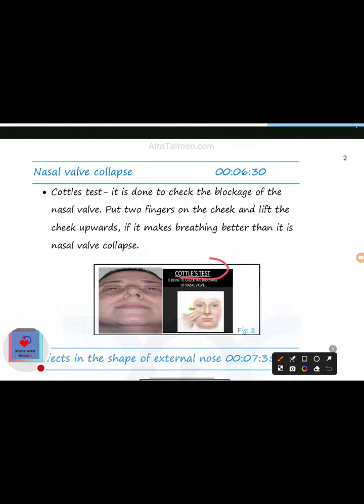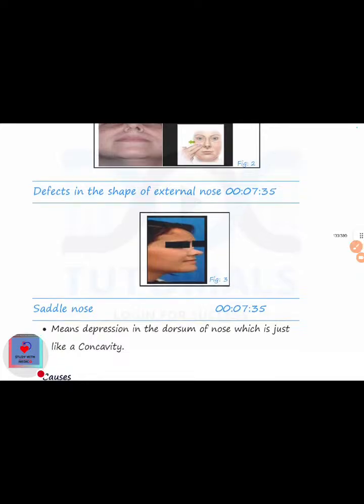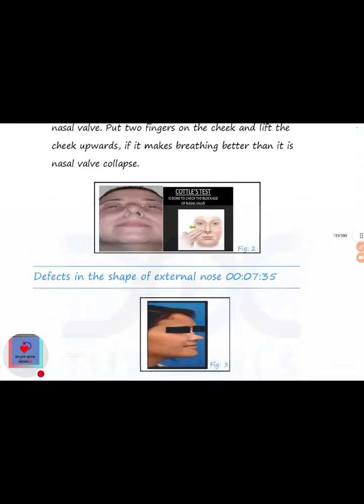So you can do a test called Cottle's test. What will happen in Cottle's test? Just take 2 fingers and push the cheek away laterally. Put 2 fingers on the cheek and lift the cheek upwards. What will happen? The collapsed valve will open, and the person will be able to breathe. So there will be enhancement in the breathing. That is the collapsed nasal valve.